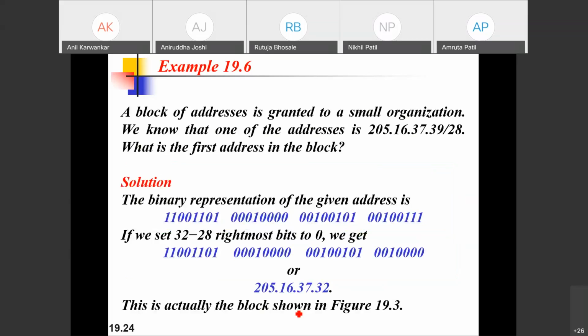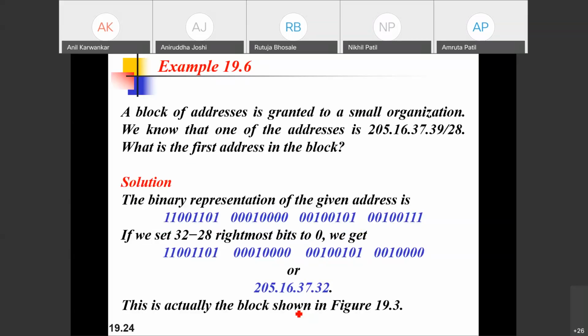Okay. A block of addresses is granted to a small organization. We know that one of the addresses is 205.16.37.39/28. What is the first address in the block? Just consider the binary representation.